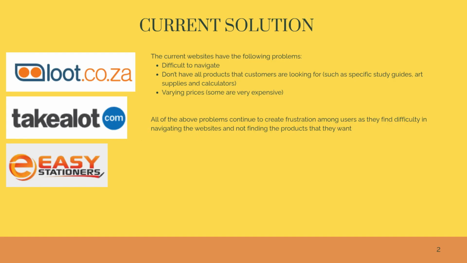The current solutions that we have, such as Loots, Takealot, Easy Stationers, P&A, CNA, Pick and Pay, PEP, etc., are difficult to navigate. They don't have all of the products that customers are looking for, and they have varying prices. Usually, the shops that have the art supplies that students require are very expensive and not affordable, and they don't have the textbooks and the actual writing books a lot of the times that everybody needs.